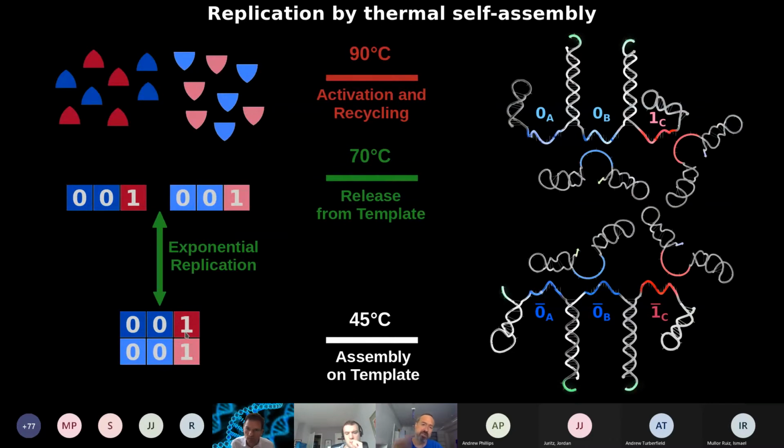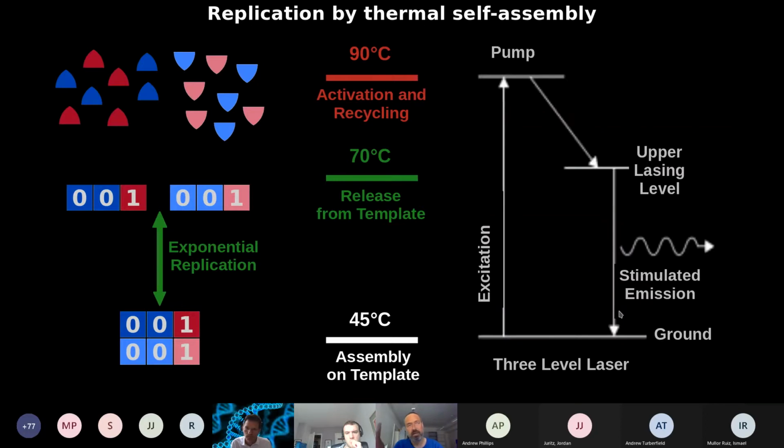So if we cycle this between 17 and 45 degrees, that's the idea, you would get an exponential replication of that signal out of it. So in a way, you can think of it as a 3-level laser. You have an excitation at high temperature of pumping the system to create these small double hairpins, go to the upper laser level, 70 degrees, and then you get stimulated emission. So if you have a template, you get off the template and replicate the template.